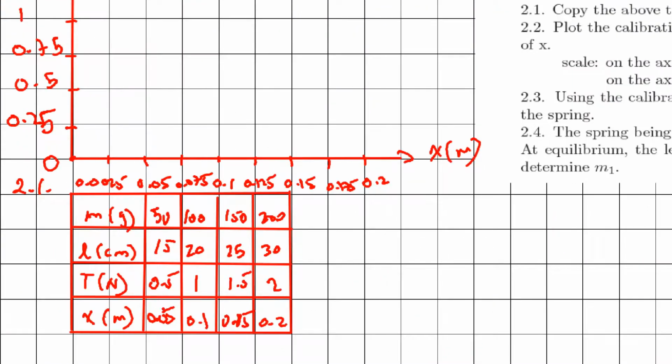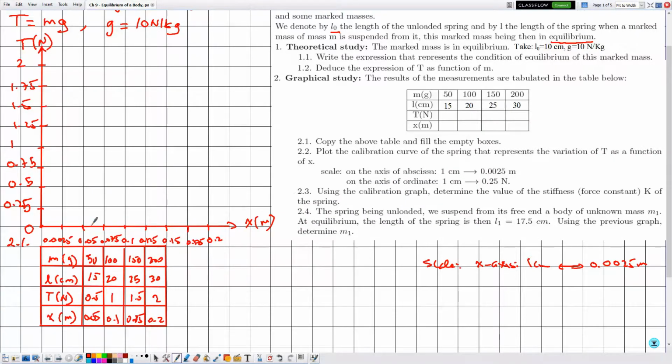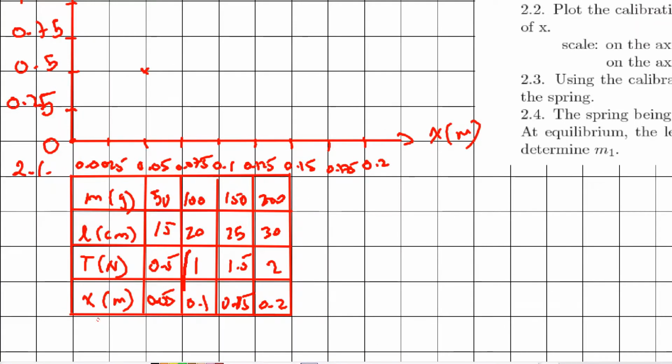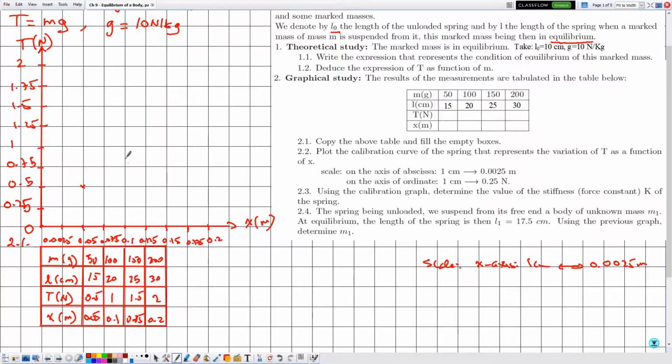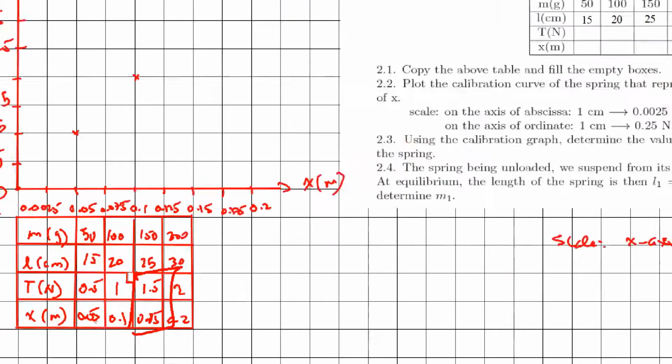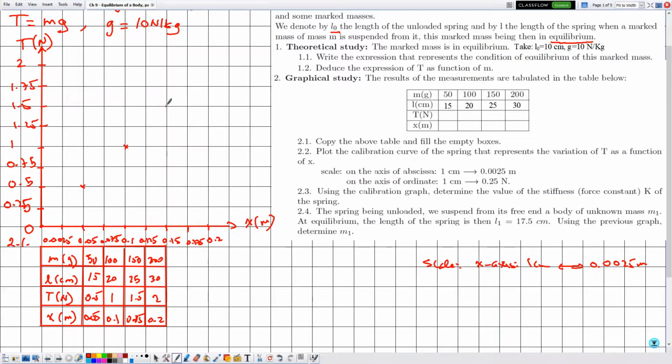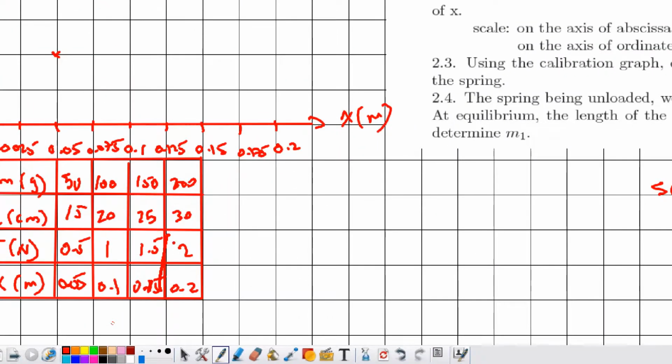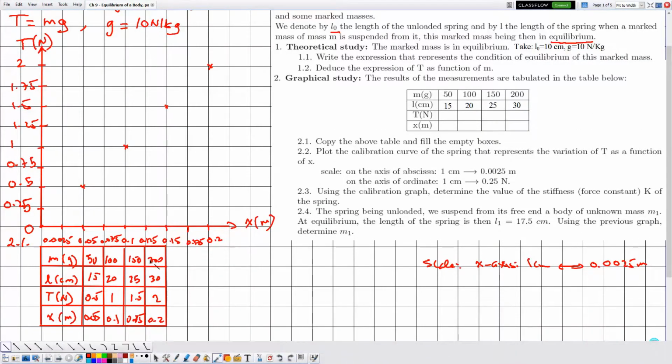So the first point is given by this couple, which is 0.05 for 0.5. So this is the first point. Now the second point is for 0.1, 1. This is the second point. The third point is 0.15, 1.5. And the final point, which ends here, corresponds to 0.2 and 2. And now we can represent the curve. This is the curve.